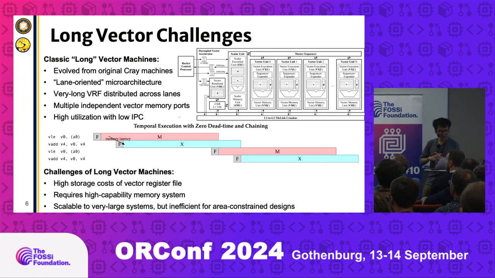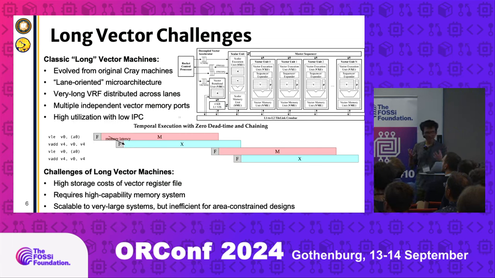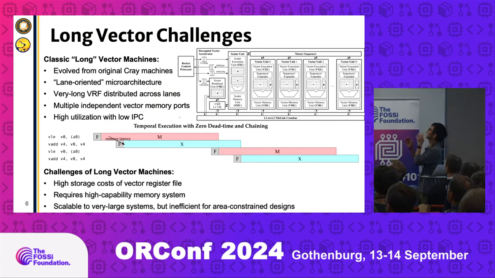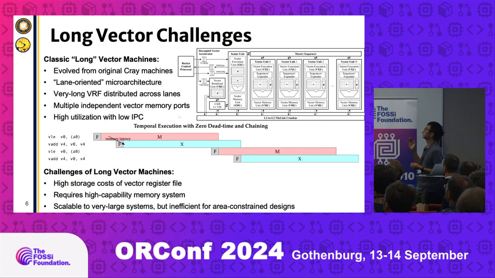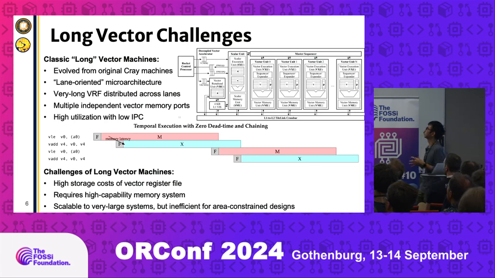So I want to go over briefly why we are focusing on maybe a different style of vector microarchitecture than a lot of existing academic systems. I think a lot of existing vector microarchitectures can be broadly categorized as these long vector machines, where they really derive their heritage from the microarchitecture of the original Cray vector supercomputers.